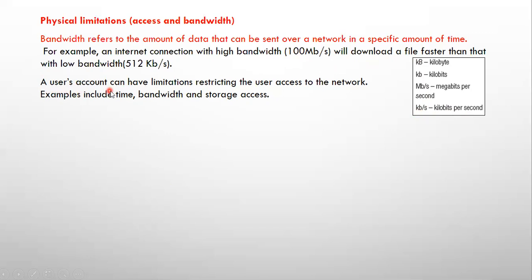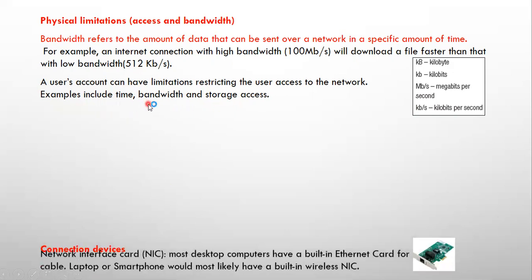A user's account can have limitations restricting the user's access to a network. Like you have user accounts on, for example, your laptop, you have different users with limitations, administrative rights, and a local account. So you can have in a network users that have limitations, restricting access to certain files and folders in a network. Your limitations can also include time, bandwidth, and storage access. So you can limit users' time and the bandwidth.